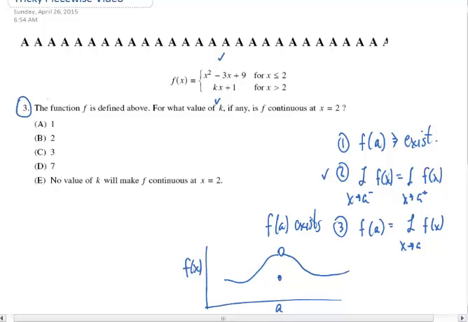So let's take a look at this first one. I want you to try to find a value of k that would force continuity here. I'm going to pause it and give you a moment to think about it, and then when I unpause the video, we'll go over it.